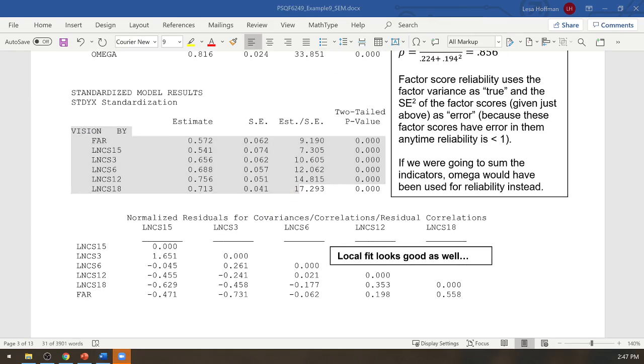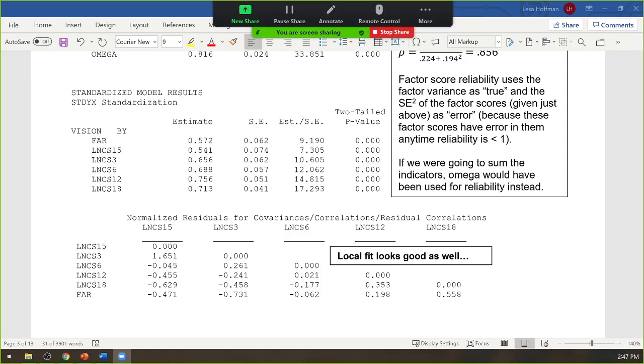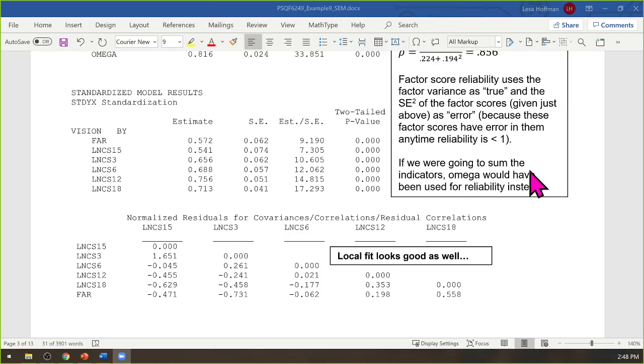We can't see the... Ah! It unshared my screen too. Thank you, T. There. Better? Okay. We can do this.